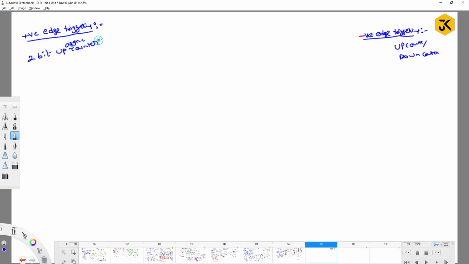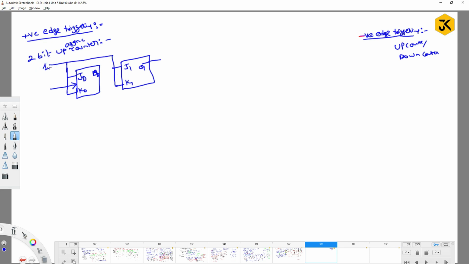Asynchronous counter. So let me take one JK flip-flop, J0 and K0, and this will be Q0, and another flip-flop J1 K1, and it's going to produce Q1 as the output. As I'm saying that this is positive edge triggering, I have to change the clock signal, and these are going to have the input as 1. And if I use this particular clock, what will happen? Try to analyze.